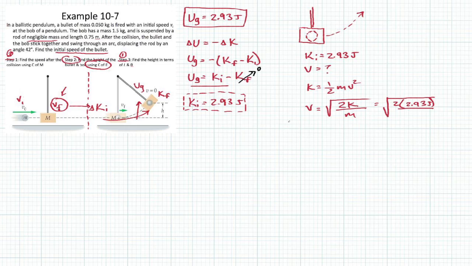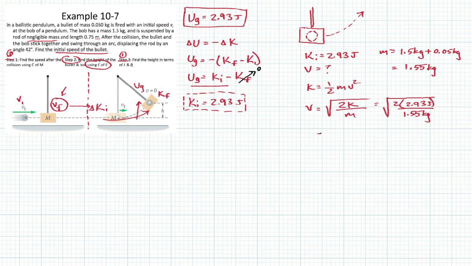Okay, what's our m? What's our mass? Well, like before, our mass is going to be 1.5 kilograms plus 0.05 kilograms. So that would be 1.55 kilograms, because after all, we're adding the mass of the bullet and the bob together. So that's the mass we're going to divide by, 1.55 kilograms.